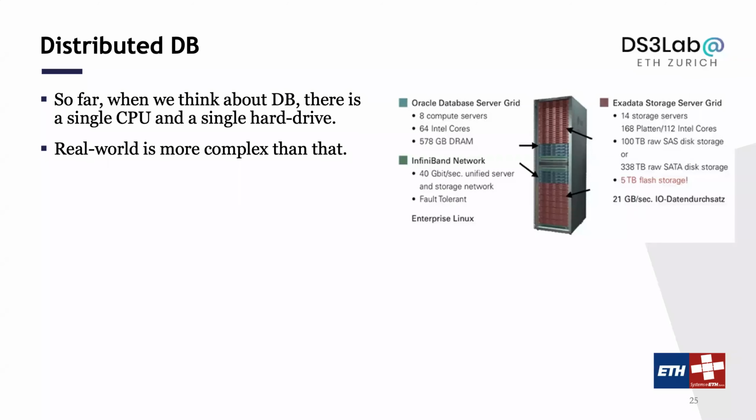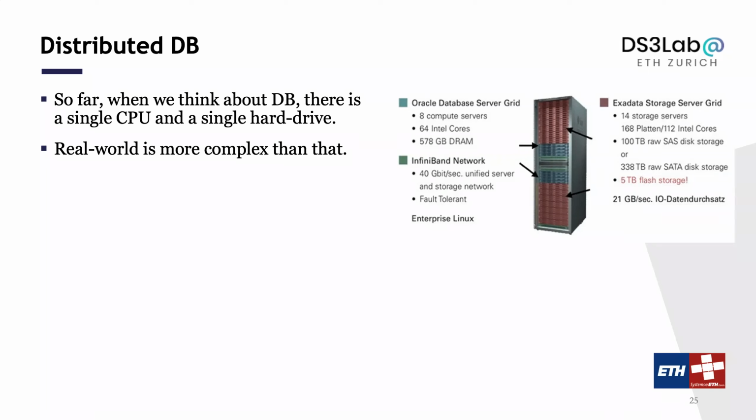So far when we think about database systems, we always think there's a single CPU and a single hard drive, but the real world is actually more complex than that. Remember this picture, we looked at it right after Easter. This is what a database system looks like today: a whole rack of machines. It's actually a very small system, only a single rack.